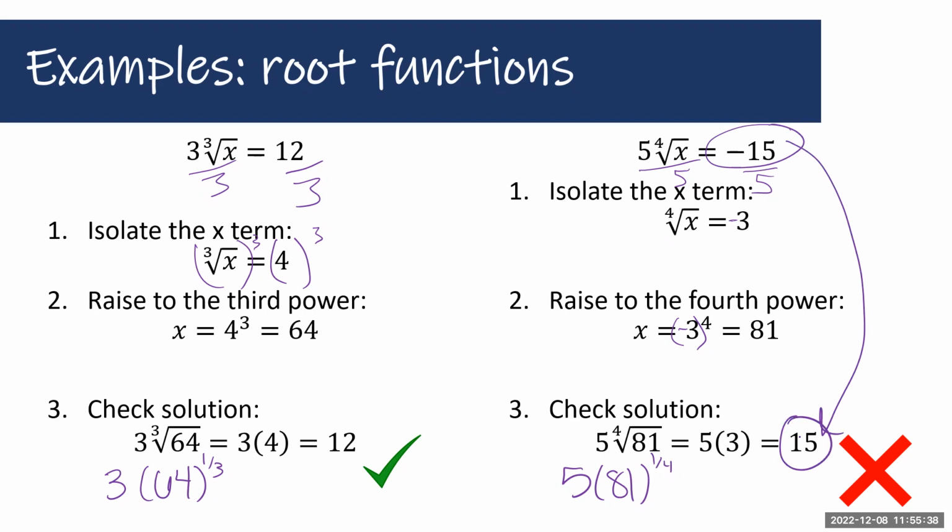You could actually graph this and see that it's not going to cross x at any point. Okay. So always check, I mean, you should always check anyways, right? But especially if you see that even root, you're certainly going to want to check and make sure that you don't have an extraneous answer, because these negatives get kind of screwed up regularly.